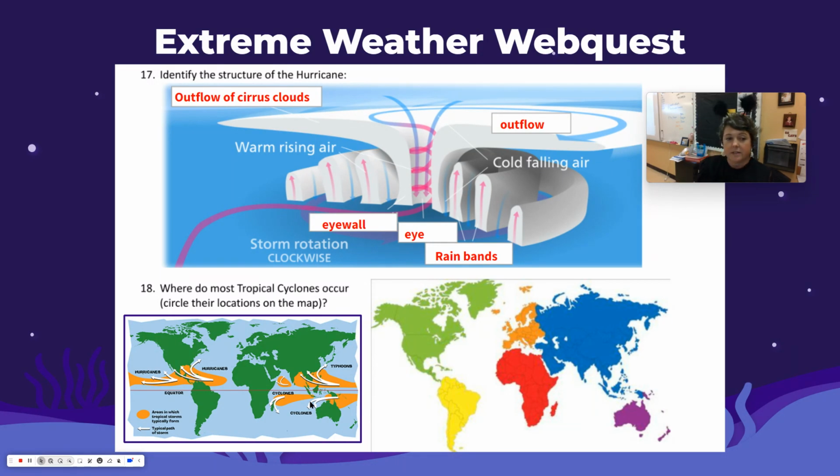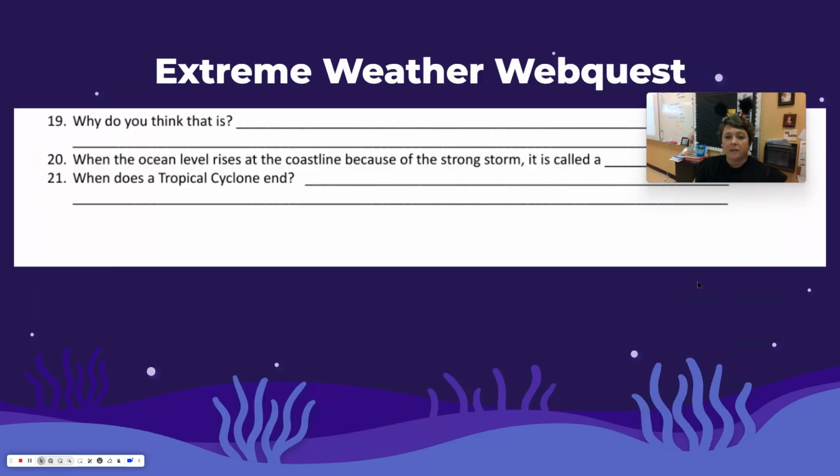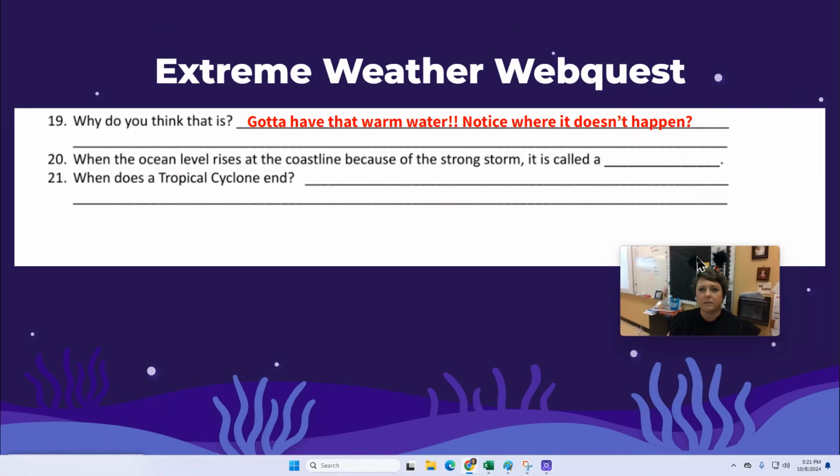So the next question says, where do most tropical cyclones occur? So they start in these warm waters right by the equator, right? You don't see any of this up here in the Arctic or the Antarctic, right? So I just kind of drew those on my map. And it says, why do you think that is? Because they need that warm water. And like we said, it doesn't happen where there's cold water.